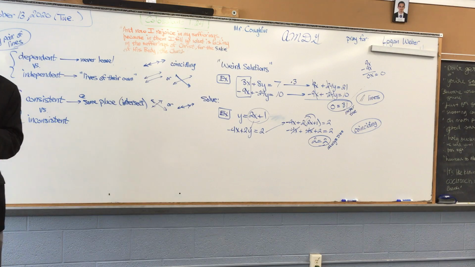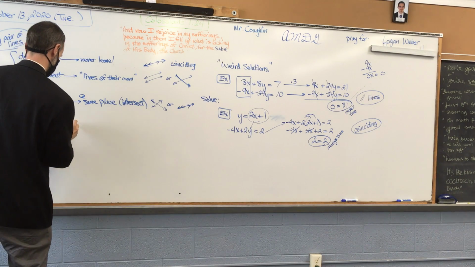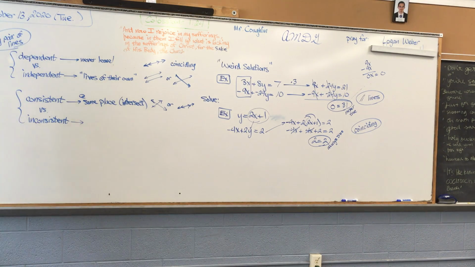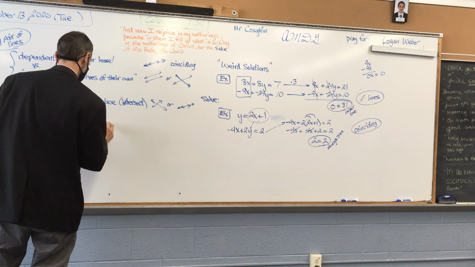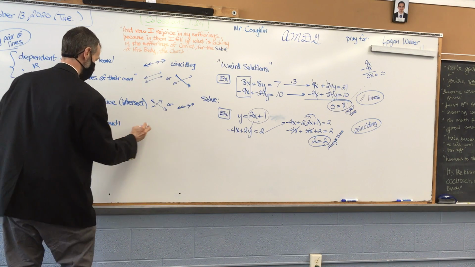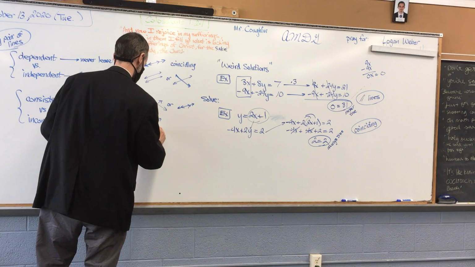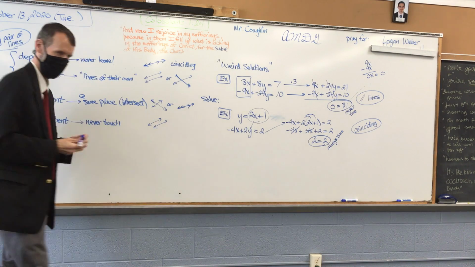What does inconsistent mean? If consistent means they intersect, what does inconsistent mean? They never touch. There's only one that categorizes that. What is that? Parallel is the only possible categorization.